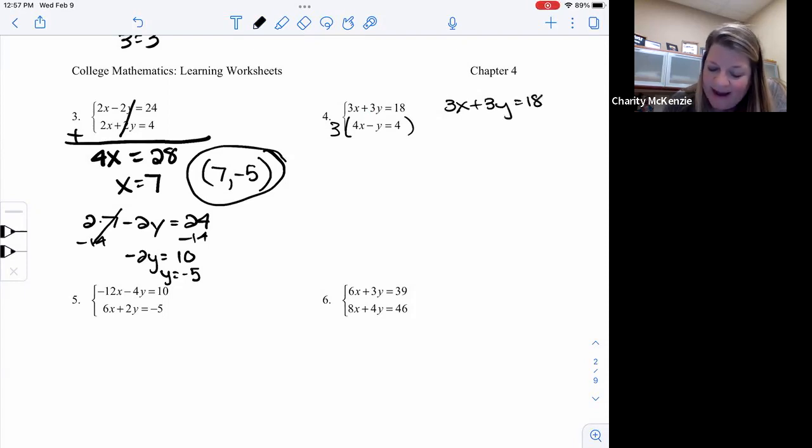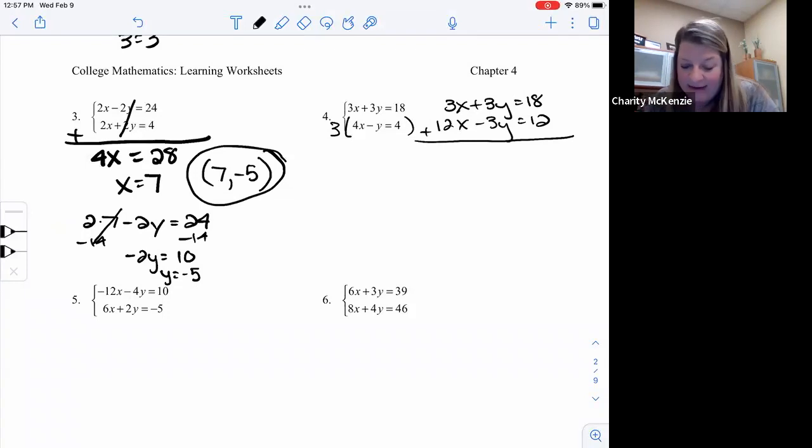And then we'll times everything by 3. So 12x minus 3y equals 12. Now I can make it our big addition problem and eliminate a letter. So 12 plus 3 is 15x. These would eliminate to 0. And 18 and 12, 20, 30, right? Yep, 30. So divide by 15 and x is 2.